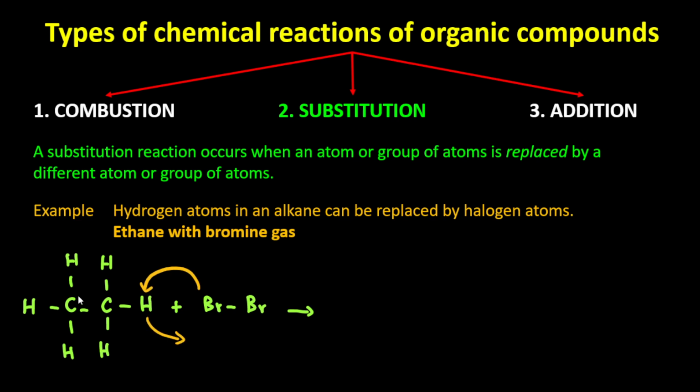So instead of this, what we would get is C2H5, and instead of H, we have Br, okay? And where will this H go? This H will combine with the Br which is left. So it is a substitution reaction because Br replaces one hydrogen atom, okay? So hydrogen atoms in alkanes can be replaced by halogen atoms, all right?